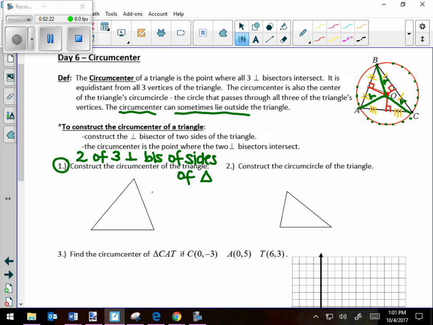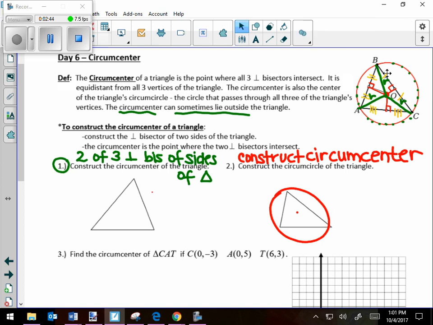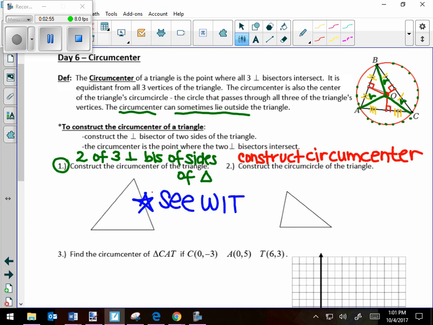For the second construction, you are going to first construct the circumcenter like you did in the previous question. And then once you know where that point is, let's suppose it's here, you're going to go around and you're going to draw that in. So for this particular set of questions, question 1 and question 2, I'm going to direct your attention to see the WITS video. So it's a separate video in the links where you're going to go to watch a video on how to do those two things.